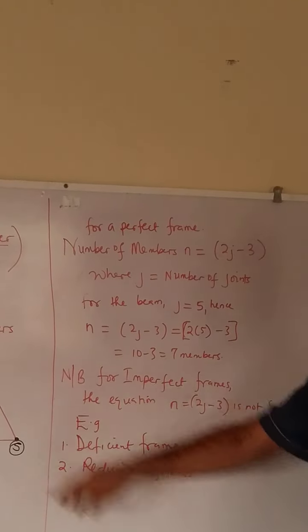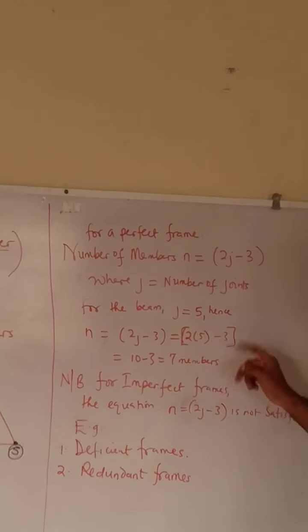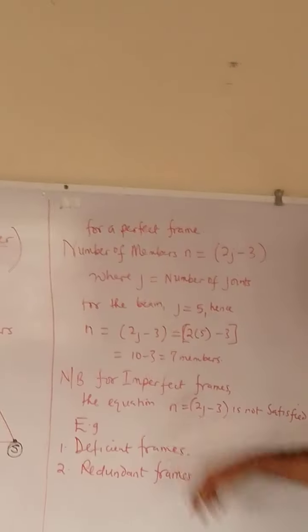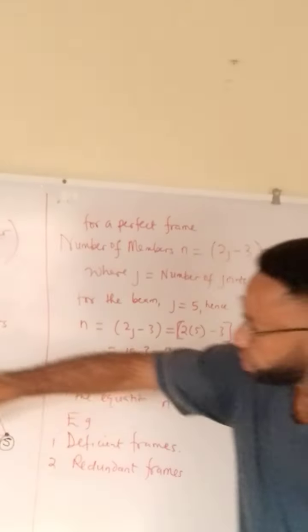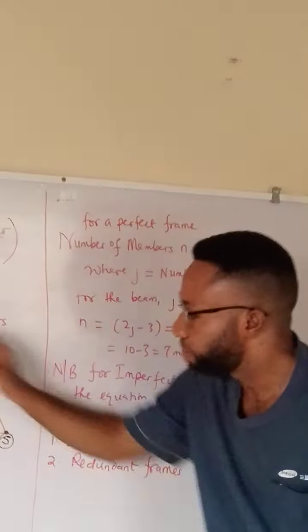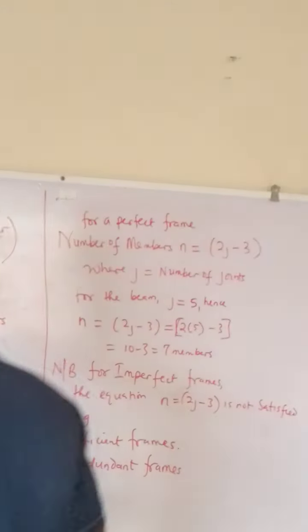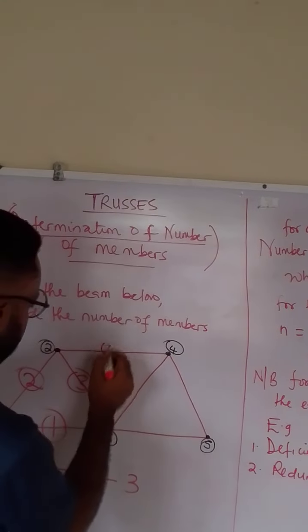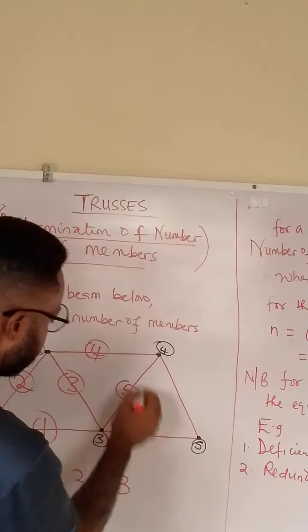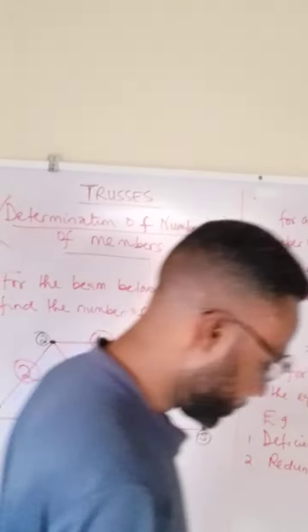Since the number of joints here is 5, we have 2 times 5 minus 3. 2 times 5 is 10, minus 3 gives us 7 members. What this means is this particular beam has 7 members, and these are the members: member 1, member 2, member 3, member 4, member 5, member 6, and member 7.